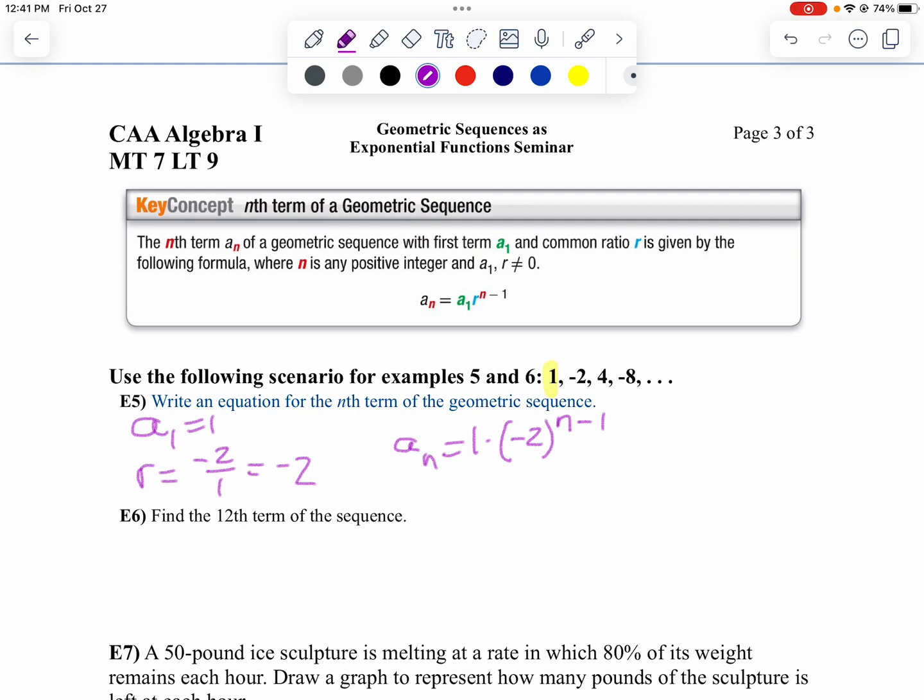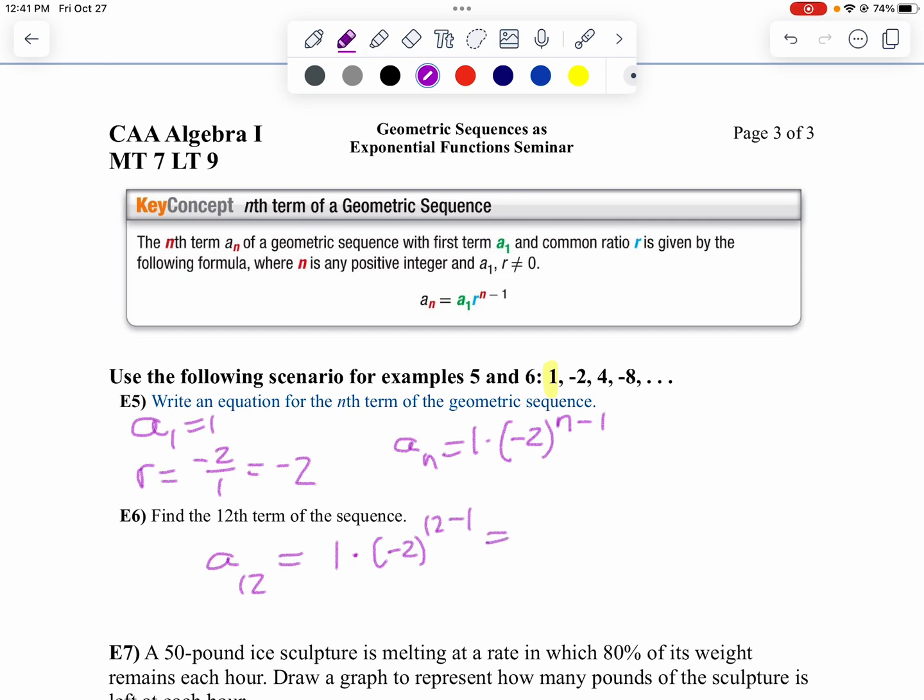So in example 6, I want to find the sixth term. So I'm going to replace n with 6. So a sub 6 equals 1 times negative 2 to the 12. I don't know why I put 6 there. Sorry about that. Probably made that confusing. I'm looking for the 12th term. So a sub 12 equals 1 times negative 2 to the 12 minus 1 power.